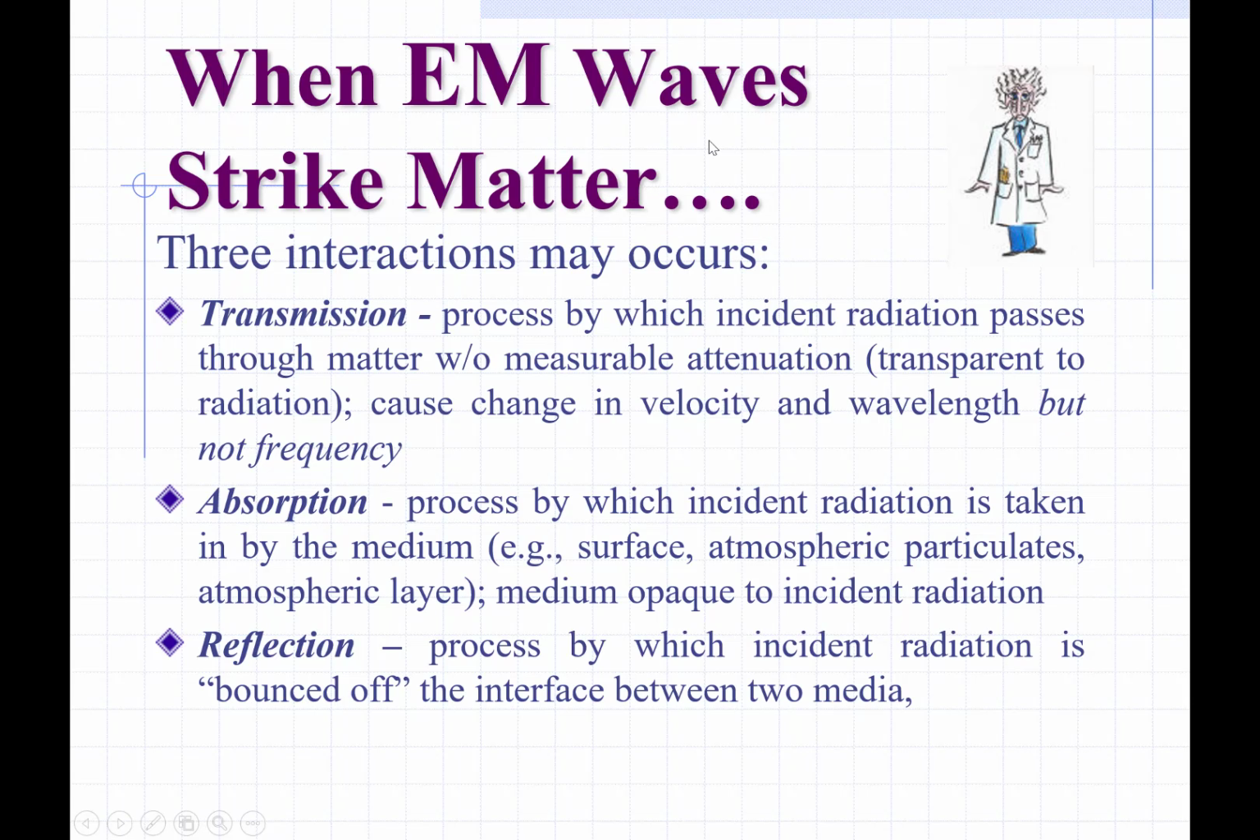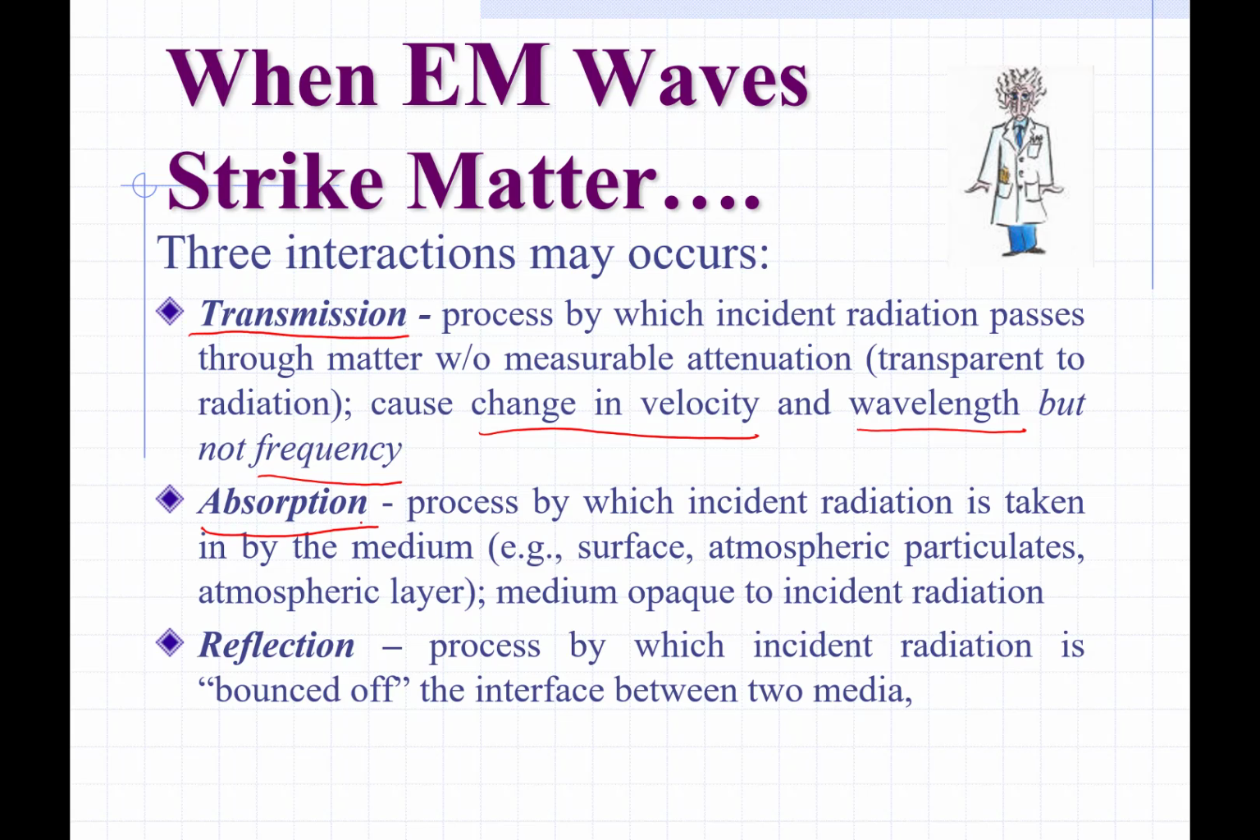Actually, let's talk about the three boundary behaviors of light. When electromagnetic waves strike matter, three things can occur. They can be transmitted into the new medium. So this is the process by which incident radiation passes through matter. And when it enters that new medium, of course, there is a change in the wave velocity, and therefore a change in the wavelength, although our frequency stays constant. And this is basically light passing through glass or light passing through water. Our light travels just through our new medium just fine.